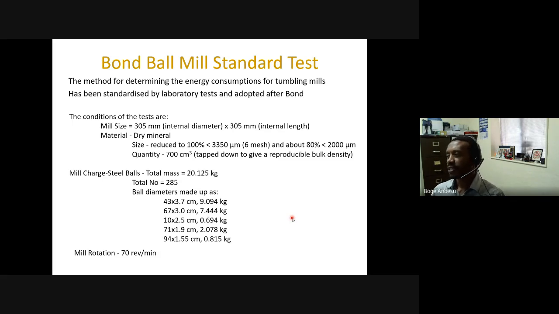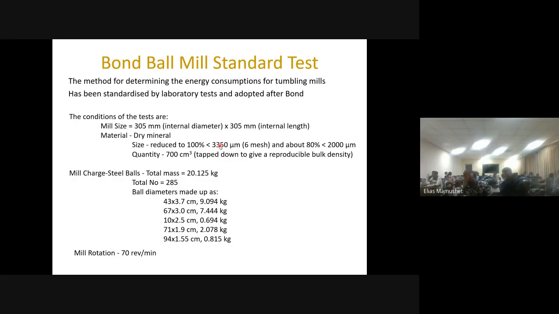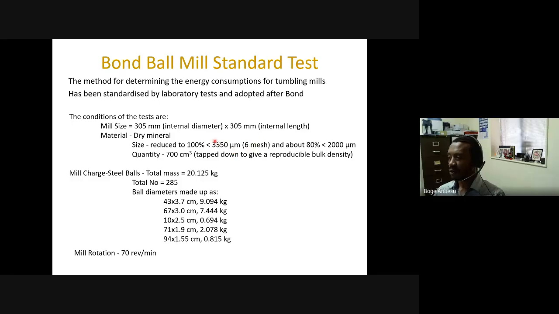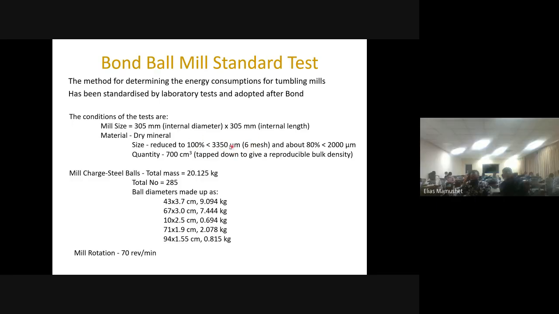So the Bond Work Index is again a standard test that Bond developed many years ago, and it is again based on a fixed set of conditions. In this case, you need to use a fixed size mill, roughly 305 millimeter diameter and length, and initially you need to crush the sample to less than 3,350 micron, or 3.35 millimeters in size. Every particle should pass through this. You can use 6 mesh, for example, so that you have 100% passing this size.